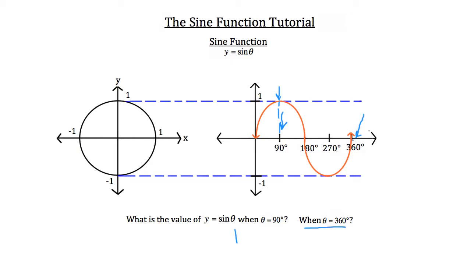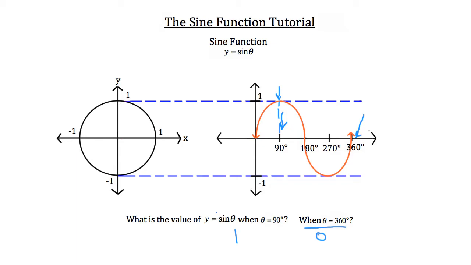At 360 degrees, our sine wave here in orange is just passing back through the x-axis. So the y value of our graph as it's passing through the x-axis is going to be 0 right there at the x-axis. So when theta is equal to 360 degrees, our value here for the function y equals sine theta is 0.